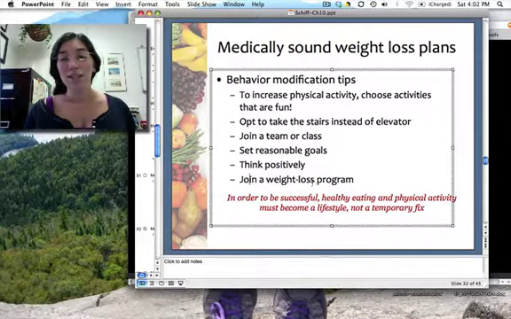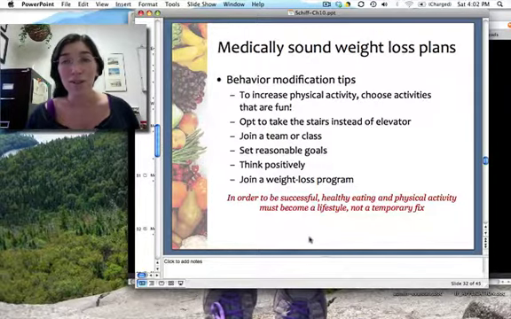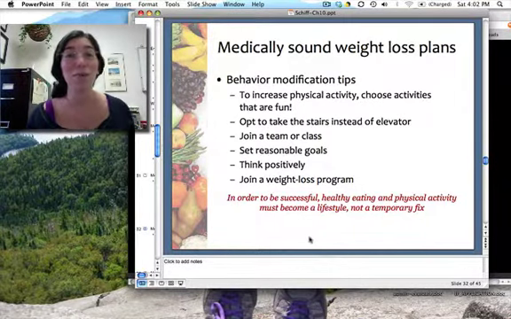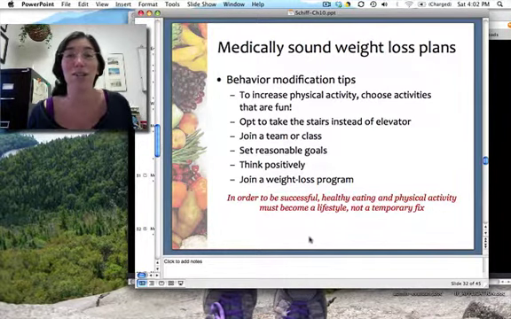And then lastly, a good suggestion was to join a weight loss program. Diet and exercise, eating healthy and working out, are things that people can do on their own, but some people need a little extra help and a little motivation. Same thing with school, okay? Reading your textbook and watching the lectures, those are things you can do on your own. You can learn on your own.